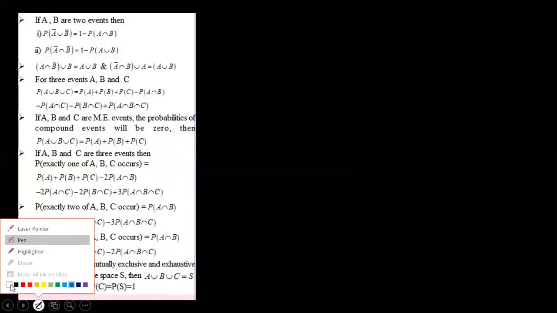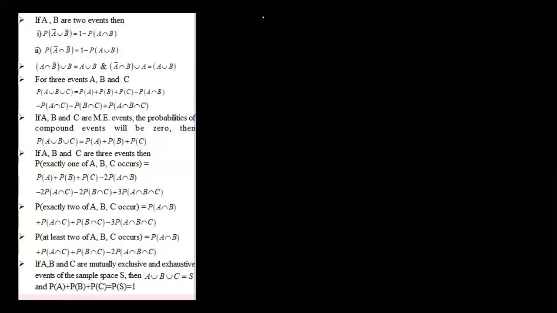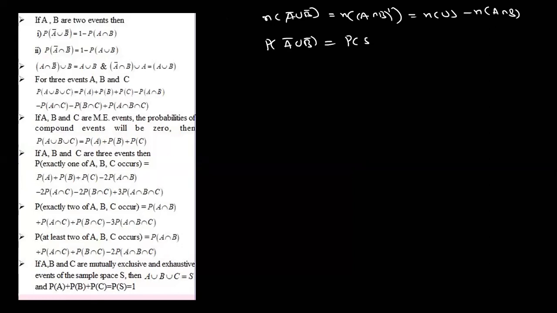Now see, you should remember all the formulas. No way. Dear students, what is the meaning of A bar union B bar? What is the formula? New one. A intersection B whole complement. Am I correct? So n of U minus n of A intersection B. So similarly, if you're writing P of A bar union B bar, what? P of S minus P of A intersection B. P of S means sure event, that is 1 minus P of A intersection B.